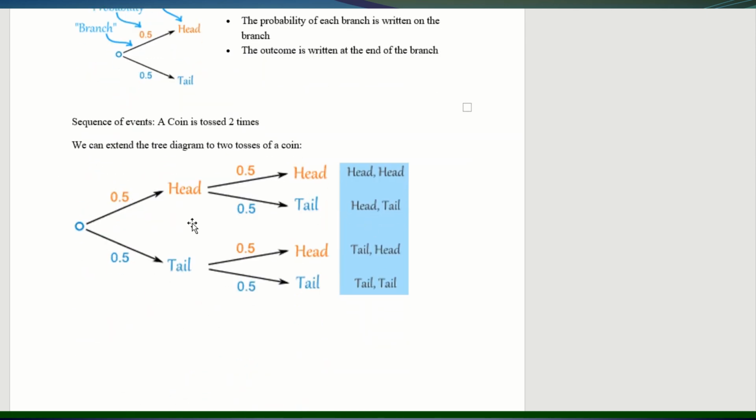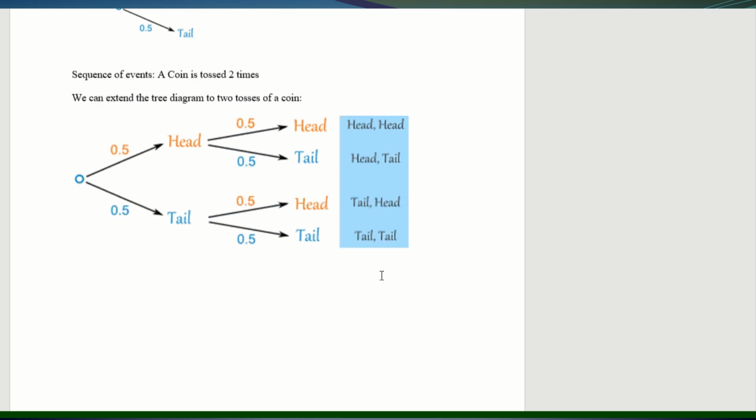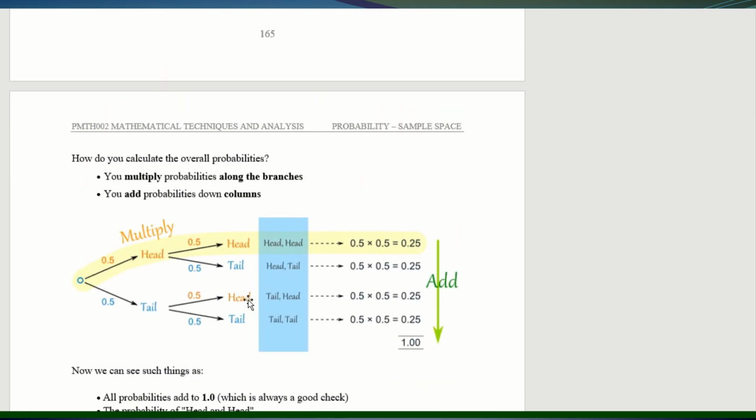What if I do it twice? It will branch out. The first toss: head, tail, 0.5, 0.5. This is the second toss. If I get a head, what's the probability of getting a head again? 0.5. Branch out here, tail, 0.5. If you get a tail, what's the probability of getting a head? 0.5, 0.5. Can you see that? The only thing that is compulsory now is that you have to write down your outcome. You don't need to write it in full. You can just write HH, HT, TH, TT, that is fine.